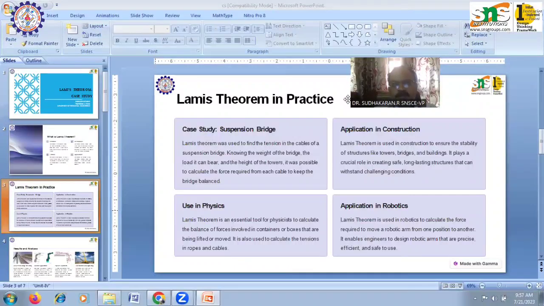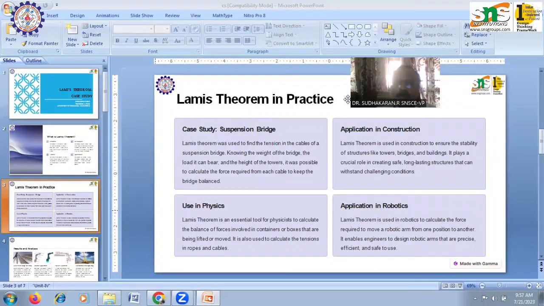Now, in a suspension bridge, the bridge is suspended by means of cables. The entire load on the bridge has to be balanced by the suspension cables. What should be the tension in the suspension cables so that the bridge is stable? Using Lami's theorem, we can find the tension in the cables of a suspension bridge.